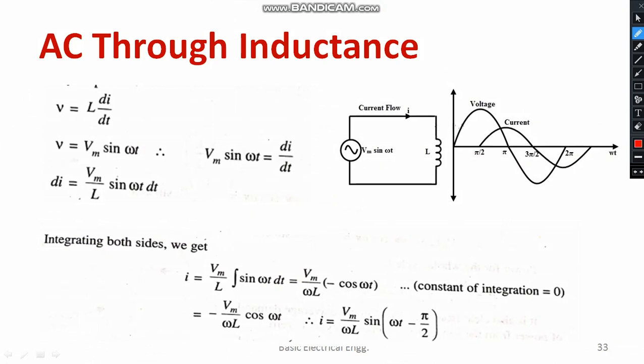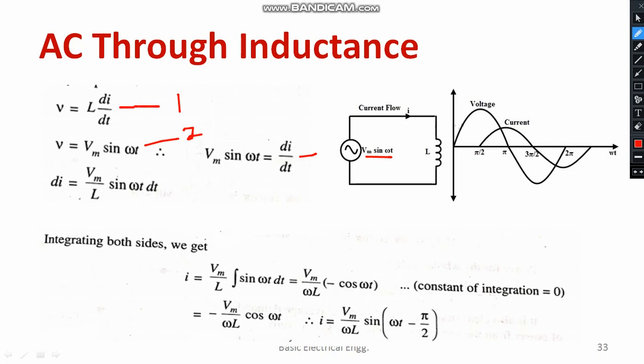First of all, according to Faraday's laws of electromagnetic induction, we can write V is equal to L di by dt, where V is the induced voltage across the EMF or self-induced EMF. Call it equation number 1. As we know, the sinusoidal voltage can be represented as V equal to Vm sin omega t. Please call it equation number 2. Equating 1 and 2, we can write L di by dt equal to Vm sin omega t.